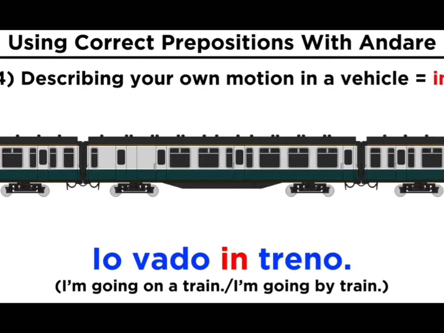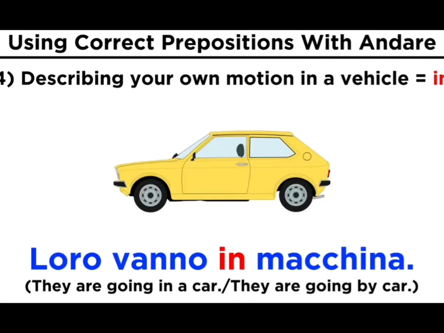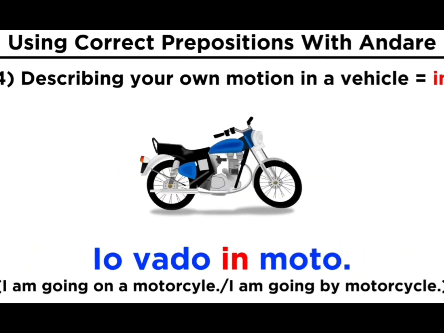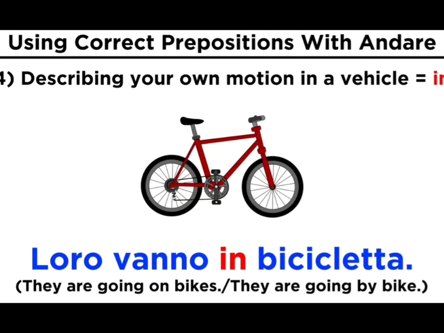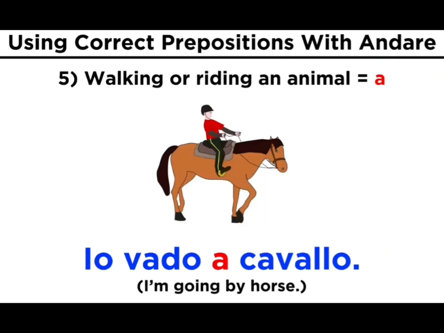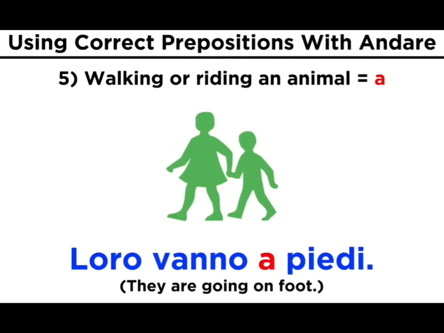If you are describing your own motion in a vehicle of some kind, you use in. Io vado in treno. Loro vanno in macchina. Io vado in moto. Loro vanno in bicicletta. This only applies to machines, so when walking or riding an animal, we use a. Io vado a cavallo. Loro vanno a piedi.